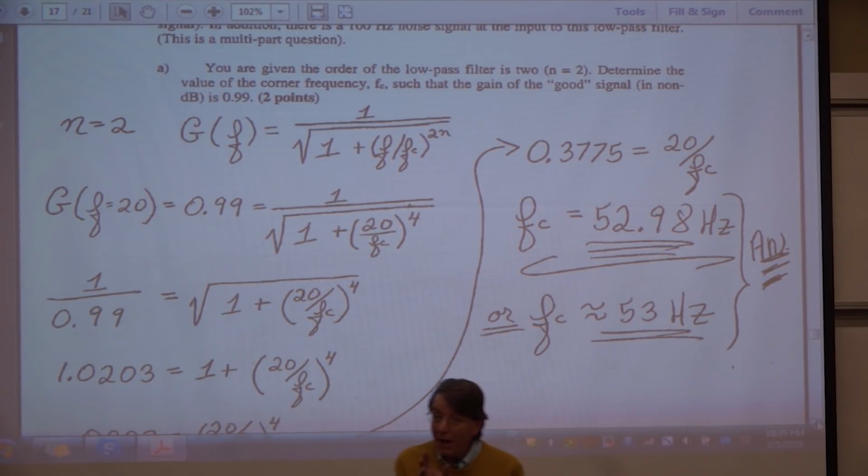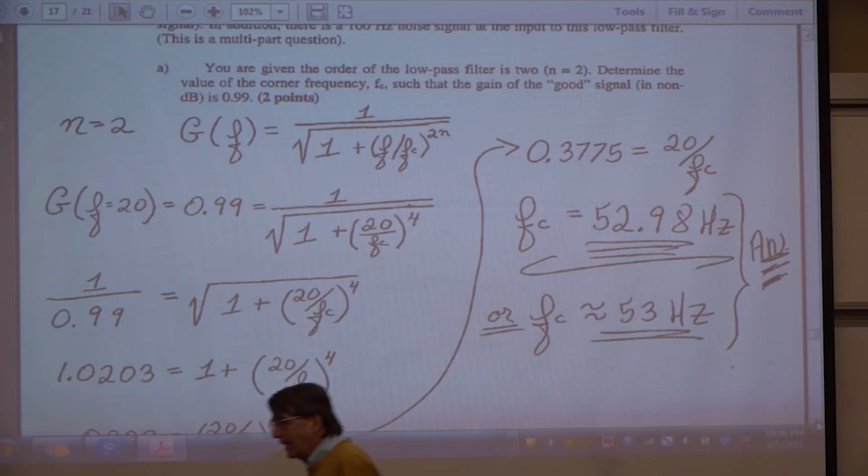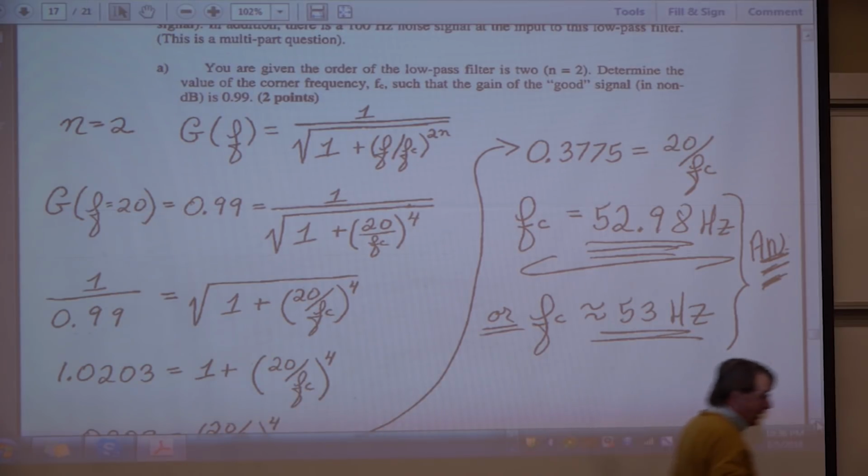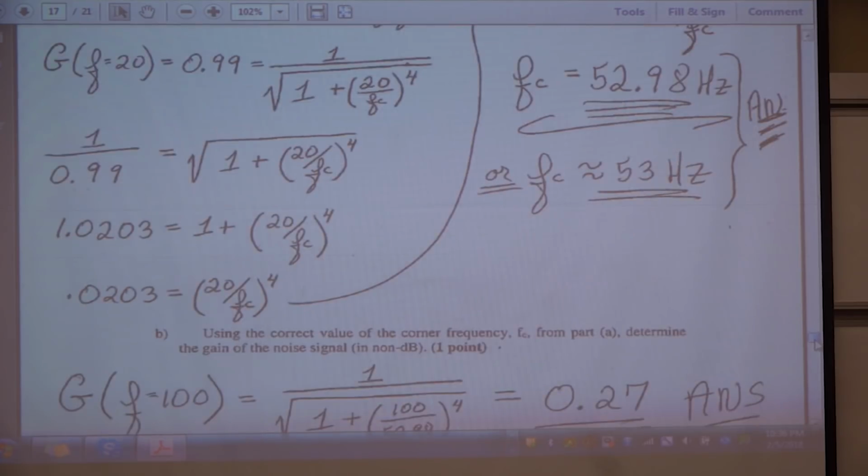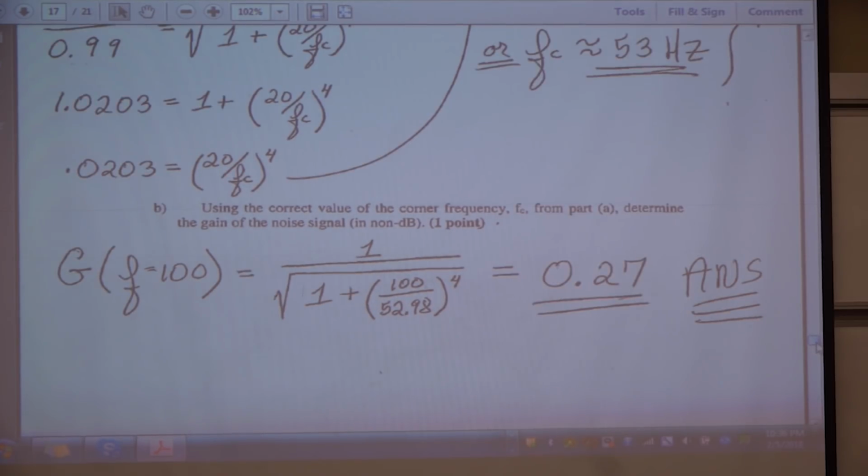Now, here's the problem. Where's the bad signal? 60 hertz. Was it 100? Okay, I'm sorry. We're getting close to 100 hertz. So now I ask what I thought was a great question. Determine the gain of the noise signal. So I say f is 100.